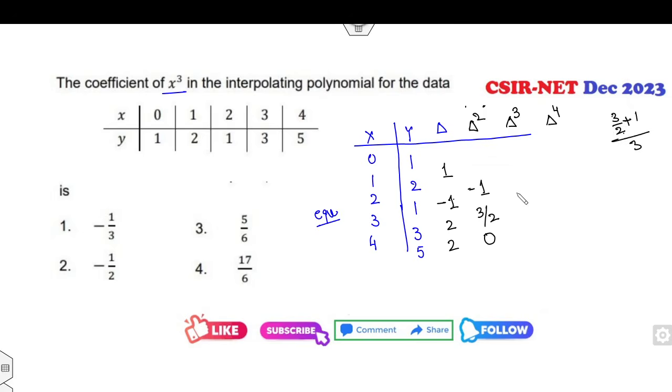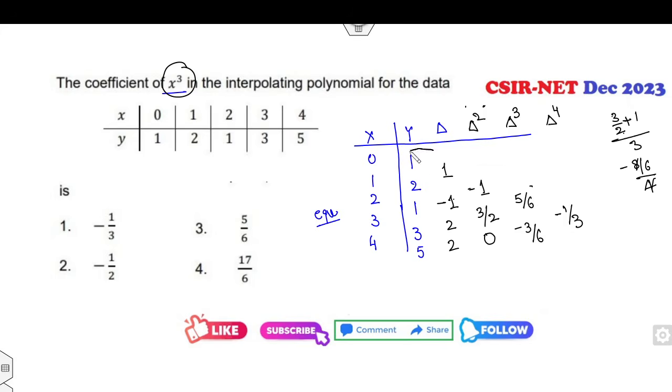That will be 5 over 2, that's 5 over 6. It is minus 3 over 6, then it will be minus 8 over 6 divided by 4. That will be minus 1 over 3. Then the coefficient of the x cube.